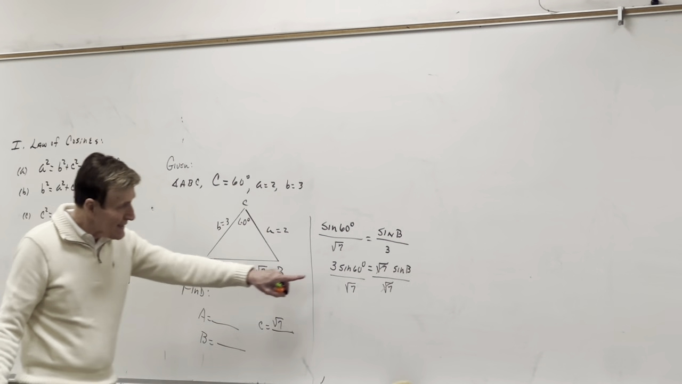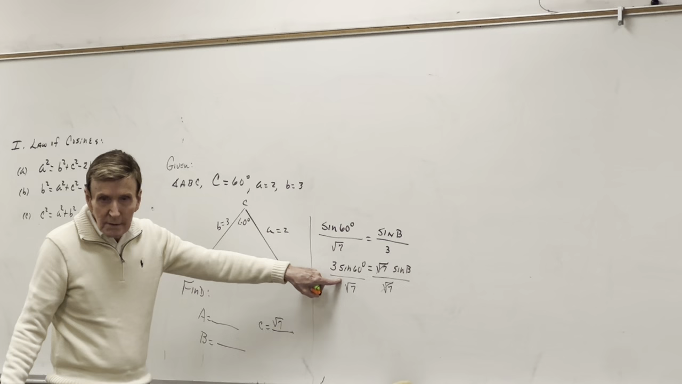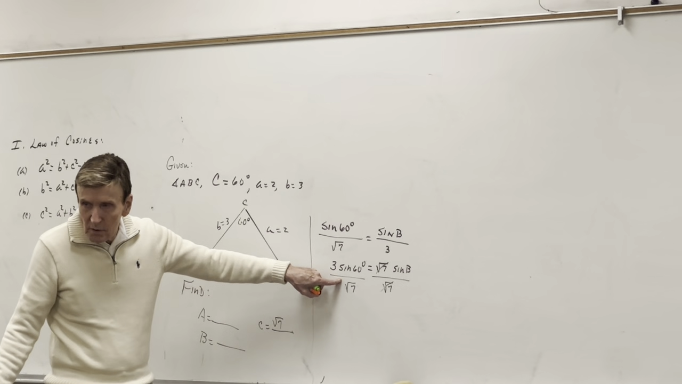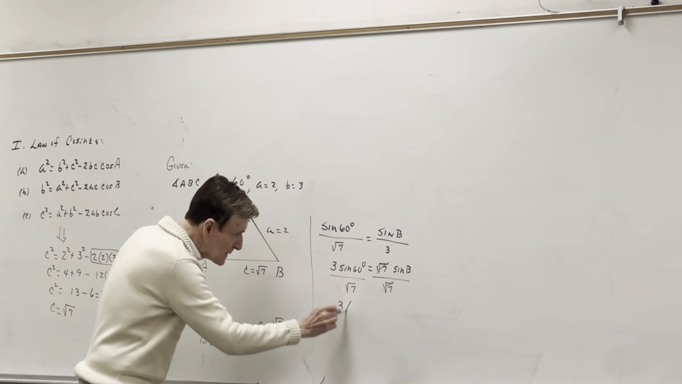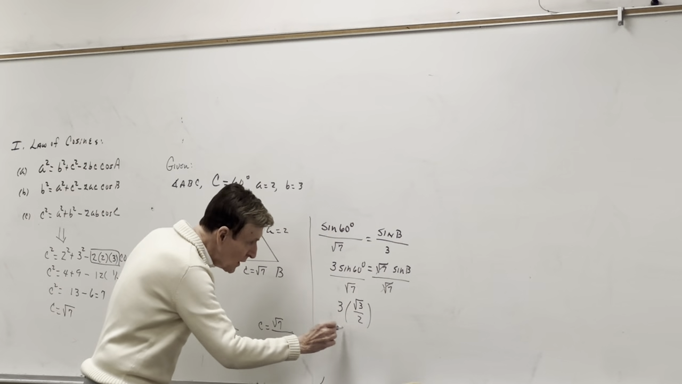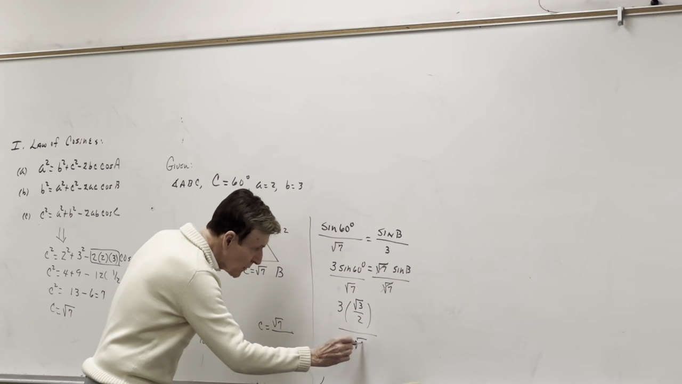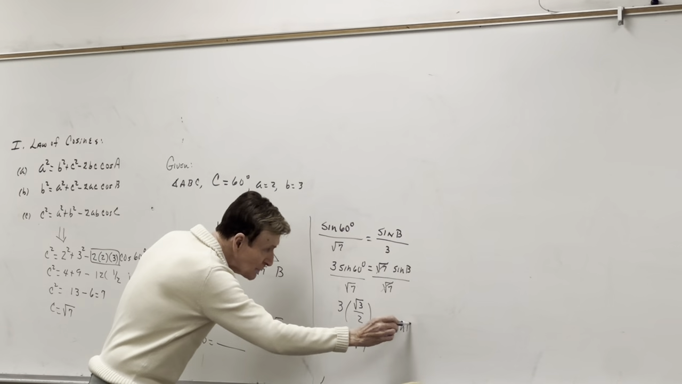Now, sine 60, remind me what sine 60 is? Is that radical 3 over 2? I could at least put that in before I ask June to help me out here. Radical 3 over 2, look at this mess, over square root 7. What a mess.